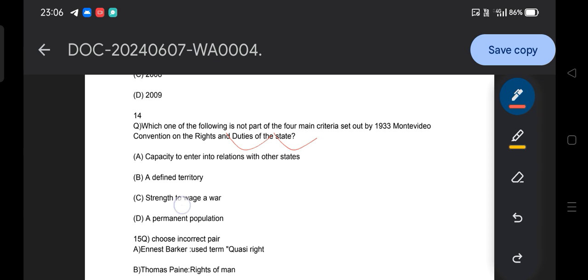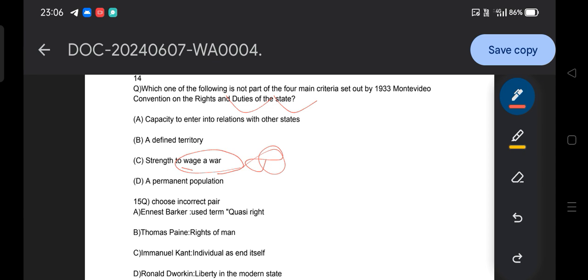Option C is the answer, because the strength to wage a war is not appropriate, or it does not provide any kind of duty to a state, and that way it is incorrect. Then moving to the next question.